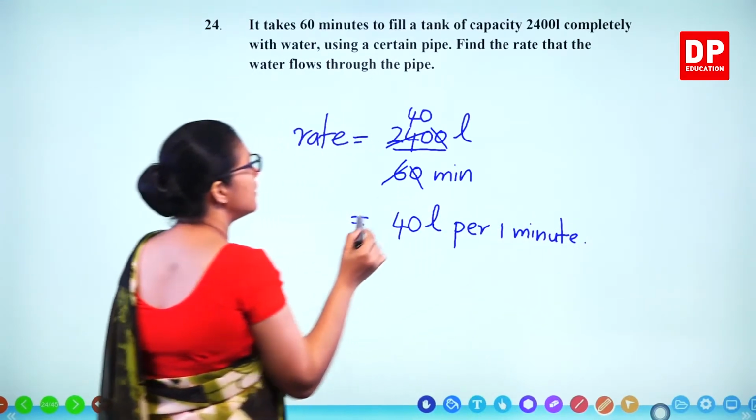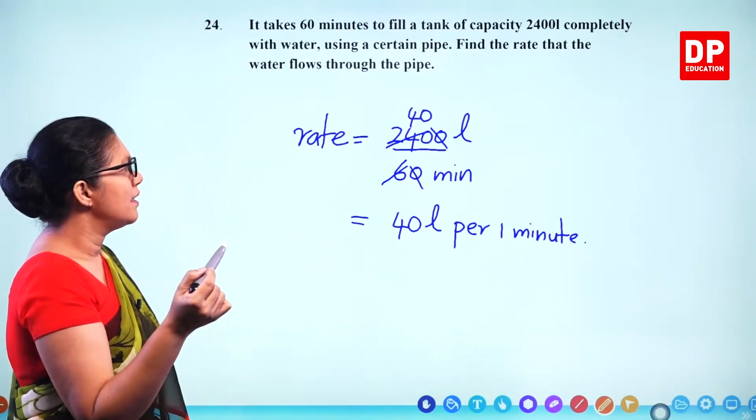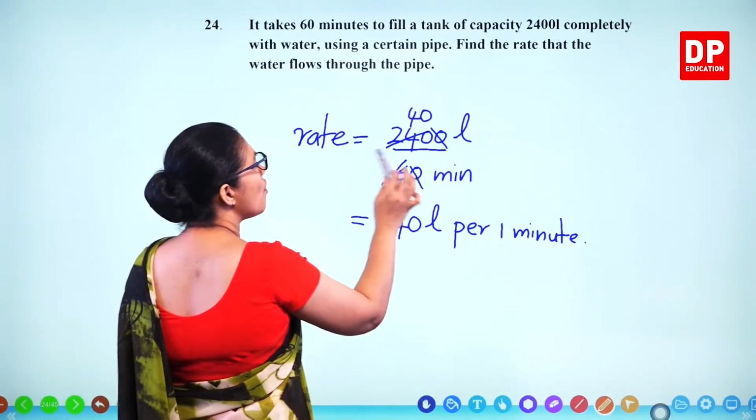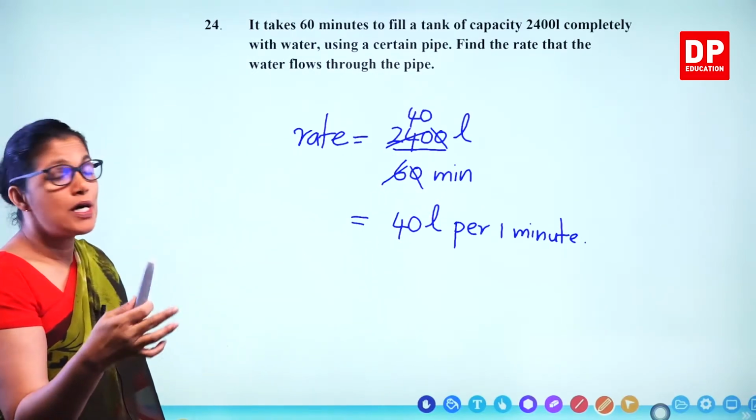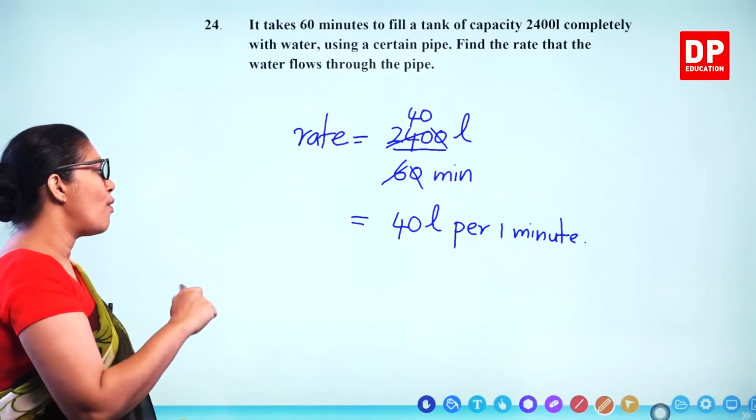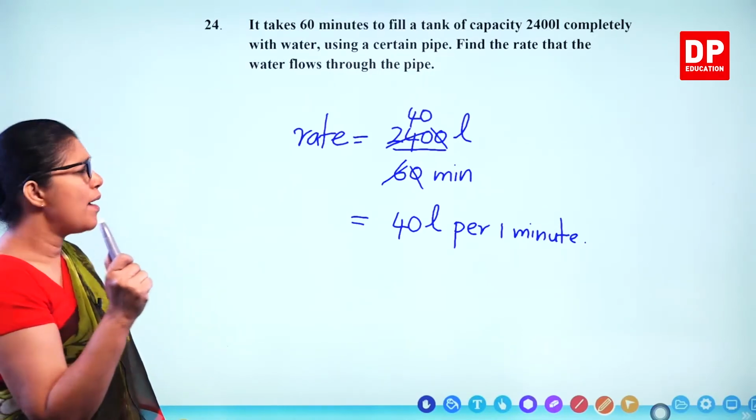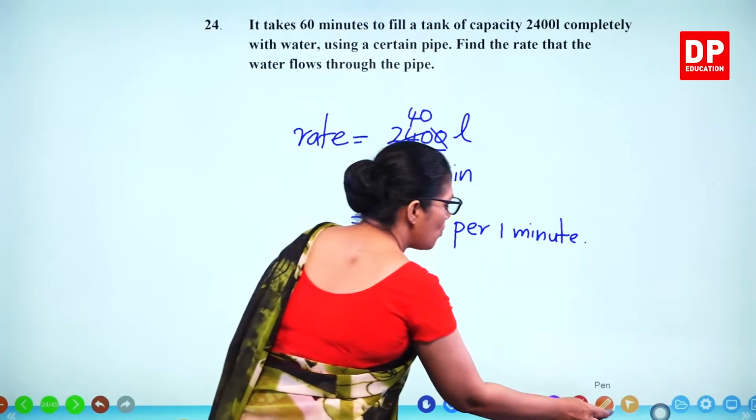That's the rate here. So you can write in hours or whatever, but if it's hours, 2400 liters per hour or 40 liters per 1 minute. So 2 marks for that.